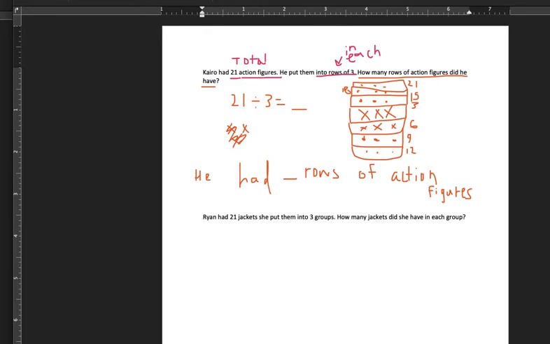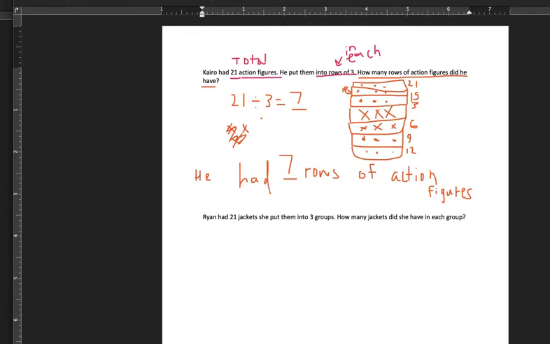So as you can see, I got to 21 total, and I'm trying to solve to figure out he had blank rows of action figures. So I could just count 1, 2, 3, 4, 5, 6, 7. So he had 7 rows of action figures.